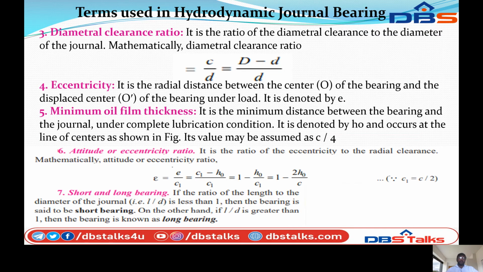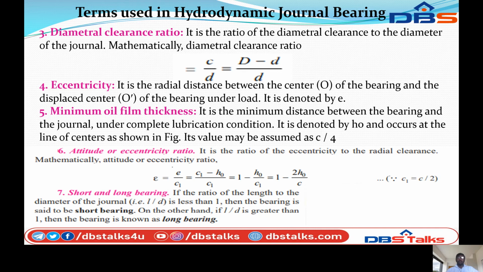Next, dimensional clearance ratio. It is the ratio of the dimensional clearance to the diameter of the journal. Mathematically, it is represented as C by d is equal to capital D minus small d by small d. Next, eccentricity. It is the radial distance between the center O of the bearing and the displaced center O dash of the bearing under load.